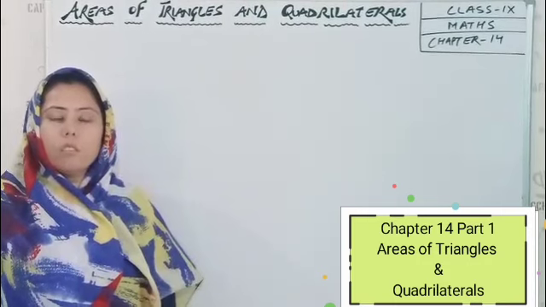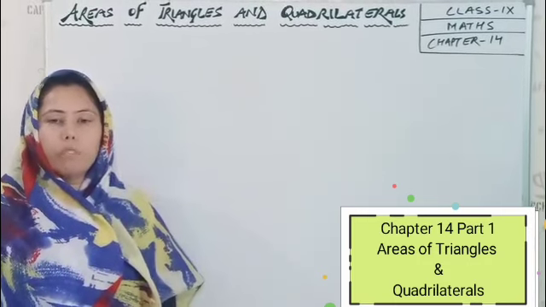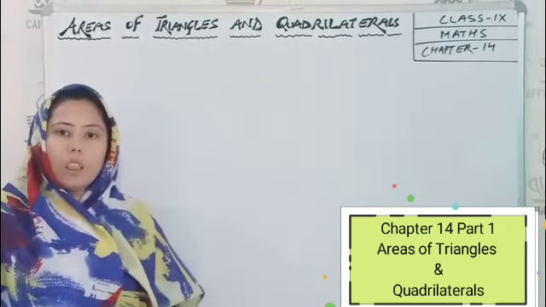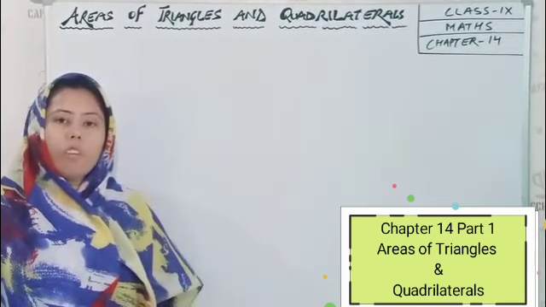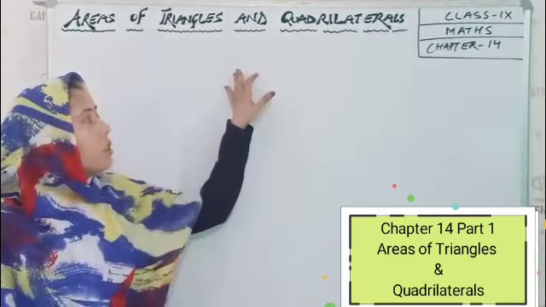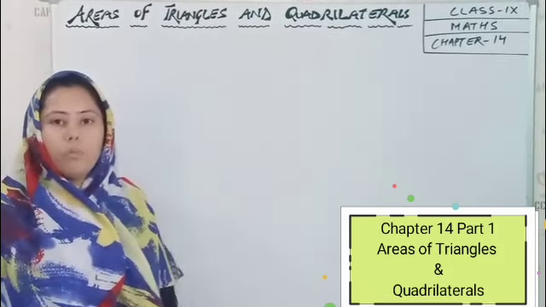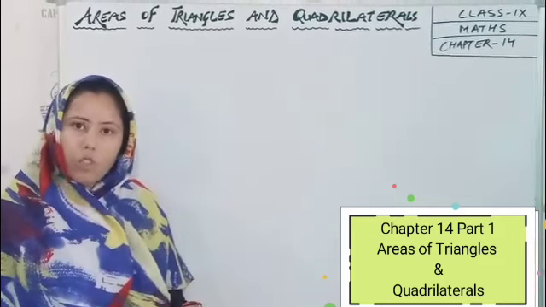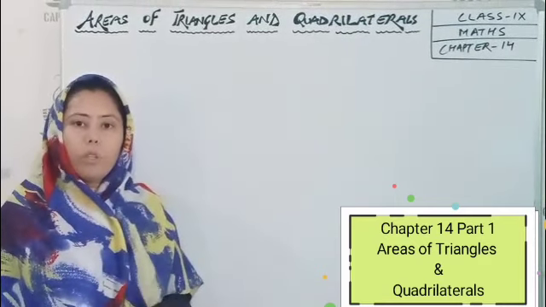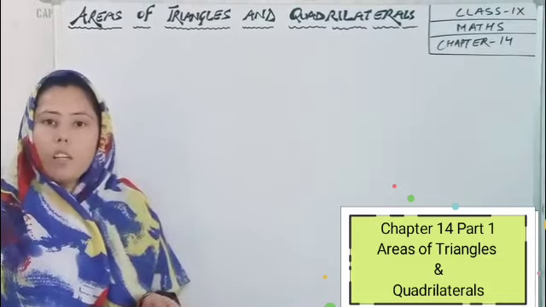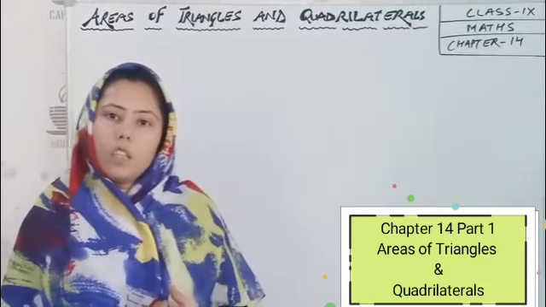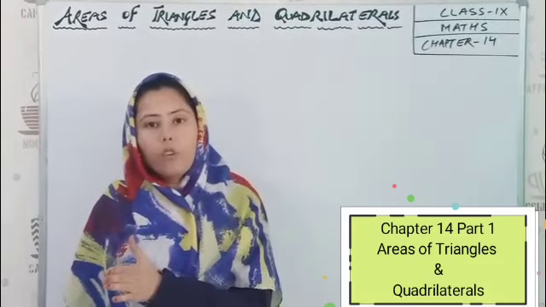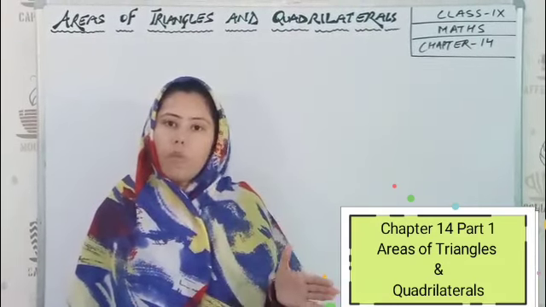In previous lectures, we have completed chapter 2, that is polynomials. Today we have to start with the new chapter, that is chapter 14, areas of triangles and quadrilaterals. You are all aware of the areas of triangles and quadrilaterals, because you have studied it in class 8. We know that triangles are of 6 types, 3 on the basis of sides and 3 on the basis of angles.